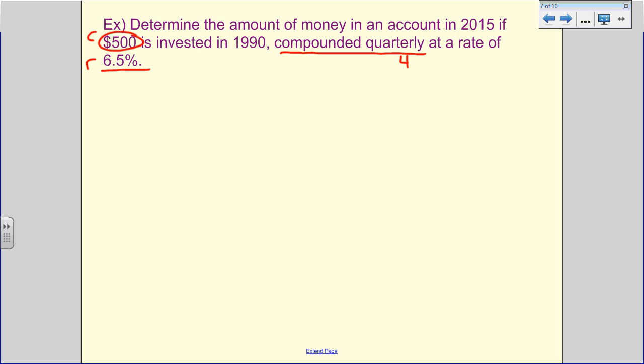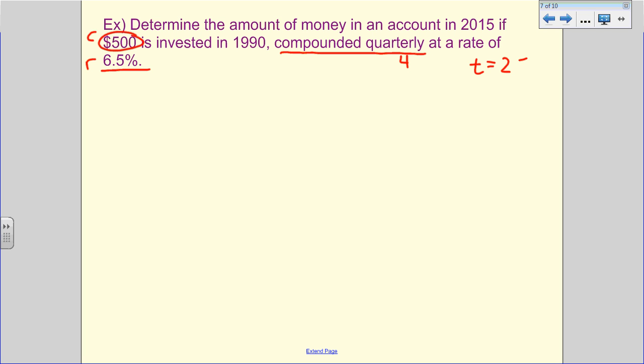But do I have a T value yet, ladies and gentlemen? My time is not 2015. Remember, T is the number of years. So how many years from 1990 to 2015? 25. If you have to subtract, you may need to do that.